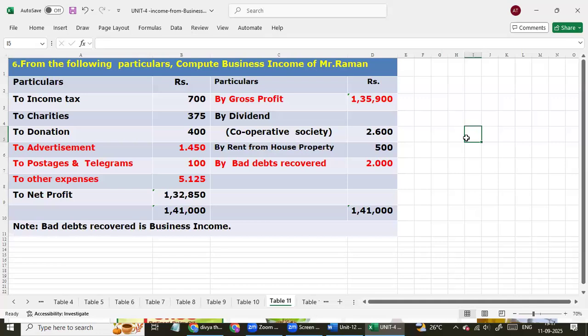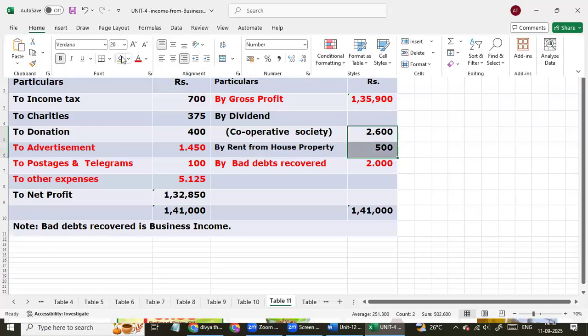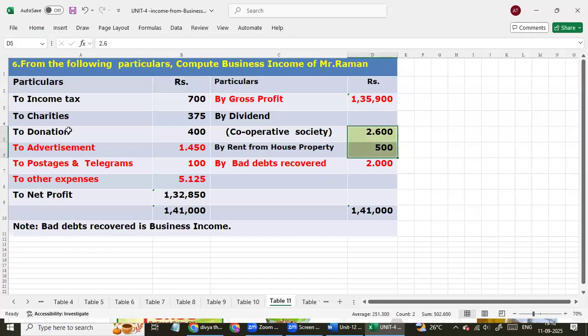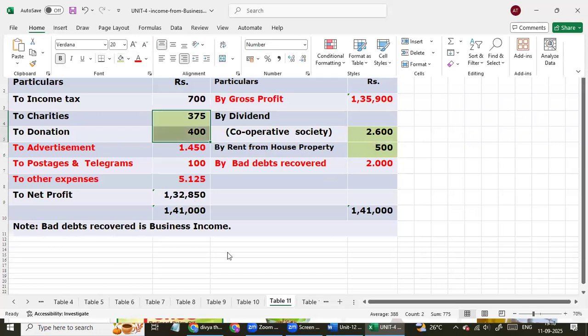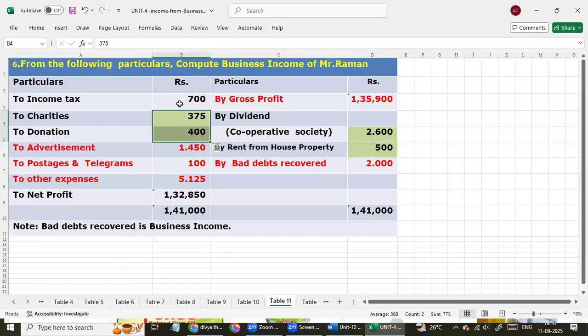In case of bad debts, if I recover 2000, it can be said as income, subject to the condition that the bad debts are about business. So here we have 2600 and 500. These are not my business incomes. Whereas charity and donation again are not my business incomes. For income tax, I have made the assumption that this is for business purpose, whereas for bad debts, based on my assumptions, I need to work out.